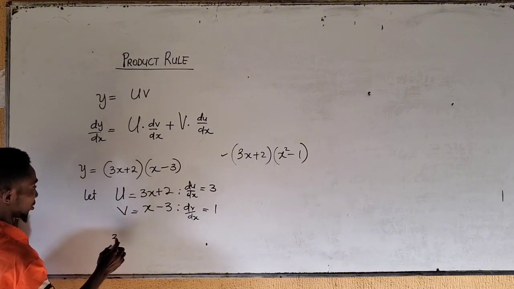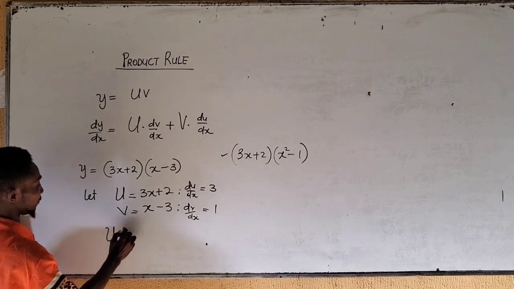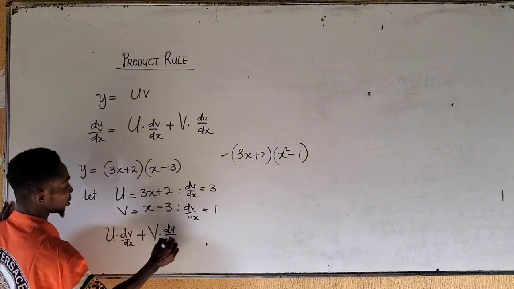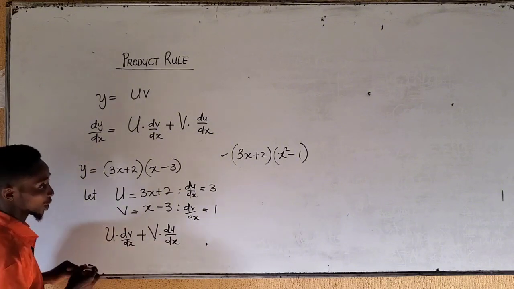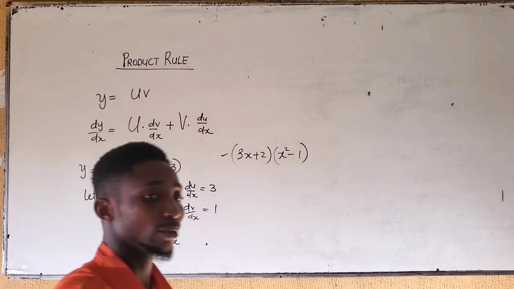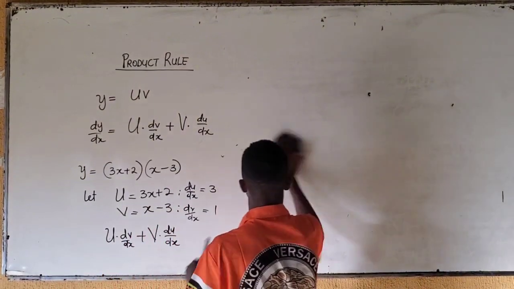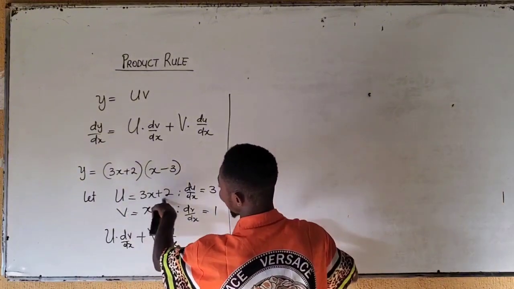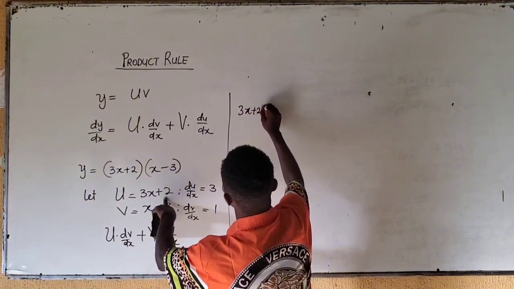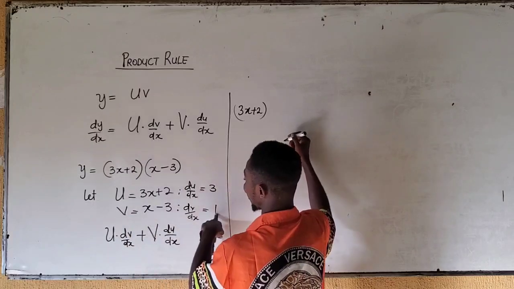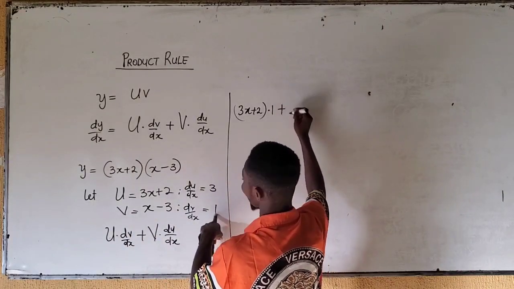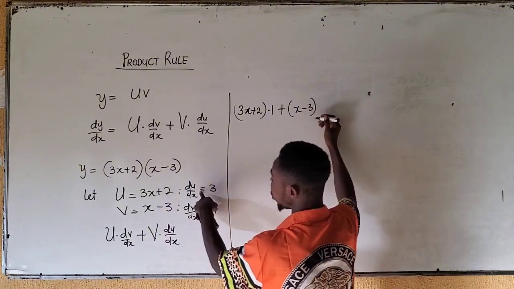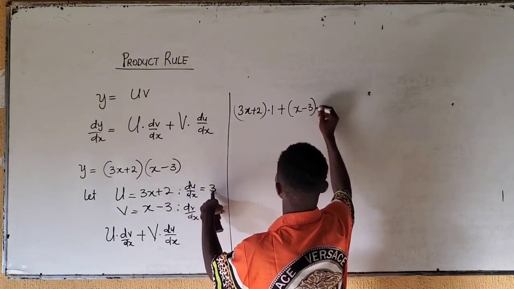u dv with respect to x plus v du with respect to x. So let's take this thing upwards. So it becomes, our u is 3x plus 2 times dv, which is 1, plus v, x minus 3, times du. So v du is 3.